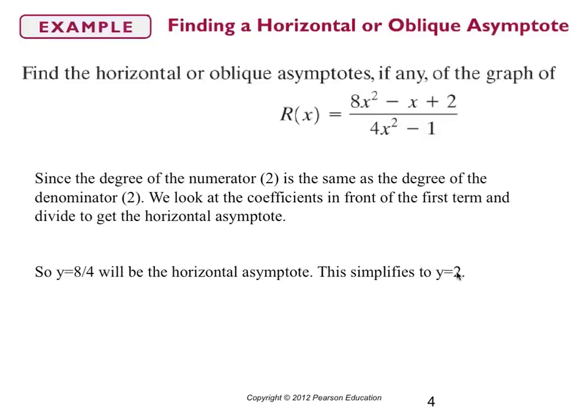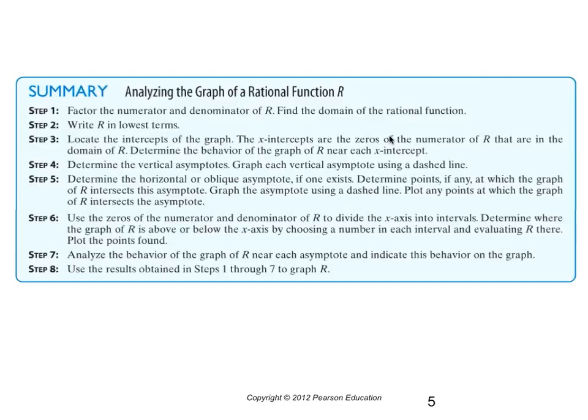This works anytime the degree of the numerator and the denominator are the same. You just look at the first terms. First term of the numerator, first term of the denominator, and then divide. Okay, now we have a whole list of steps for analyzing the graph of a rational function. So these are really important steps to be familiar with.